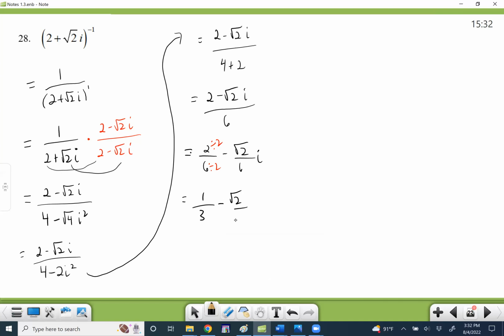Here is what Connect Math will count. It says to write in a plus bi form. All right, you guys. So that does it for 1.3.